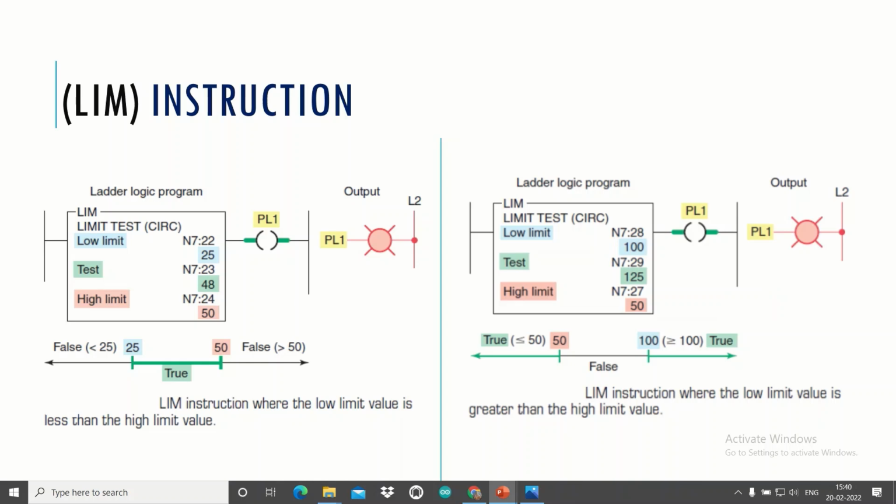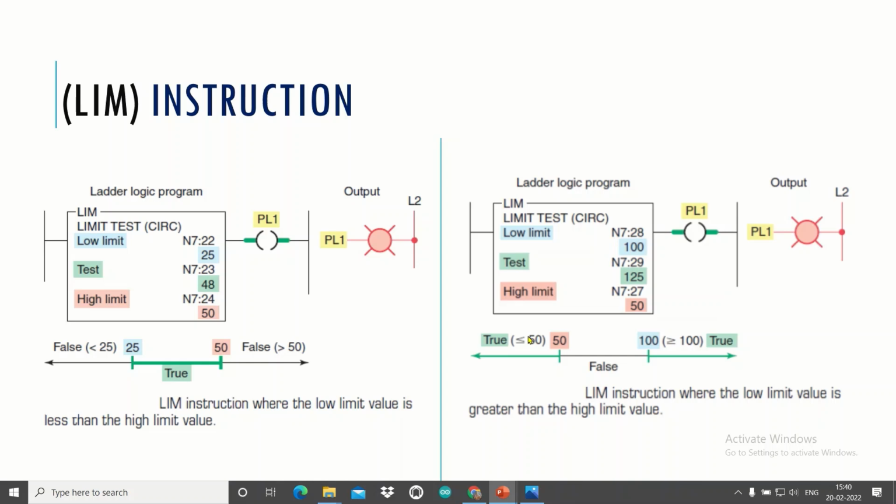You can see here that the low limit is 100 and the high limit is 50. Are you getting my point? Here the low limit is 100 and high limit is 50. Now, what is the test value here? 125. You consider the situation. At what condition will this rung be true?